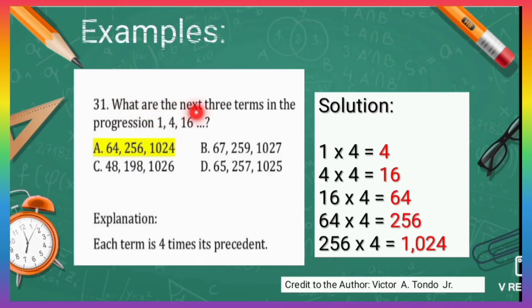What are the next 3 terms in the progression? So, next 3 terms. Easy na lang din to kasi hinahanap lang natin yung 3 terms pa na nawawala dito. Mapapansin mo, nang-multiply na tayo from 1 times 4, the answer is 4. 4 times 4, the answer is 16. So, ibig sabihin, itong sequence na to ay geometric. Madali lang siyang hanapin kasi 3 terms lang na hinahanap sa atin. So, 16 times 4, the answer is 64. Then, 64 times 4, the answer is 256. And 256 times 4, the answer is 1,024.